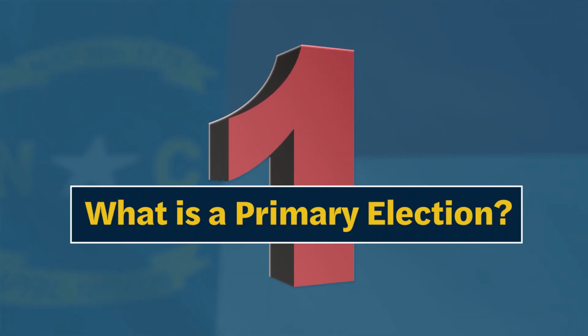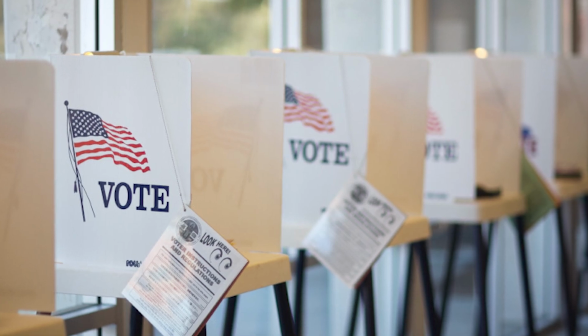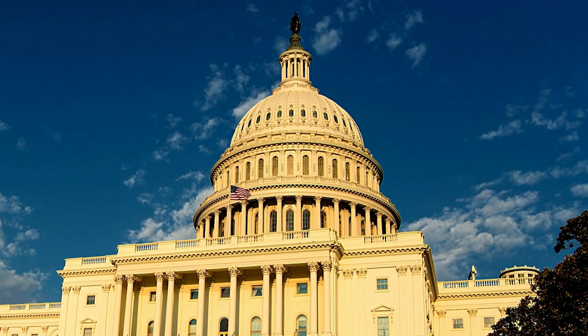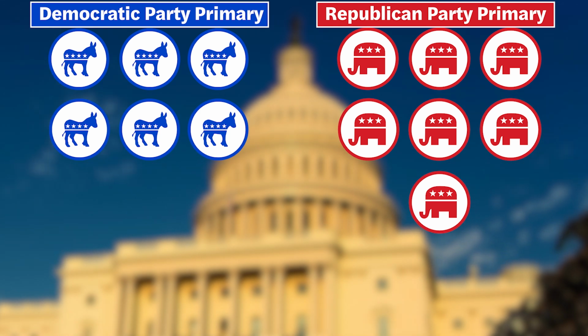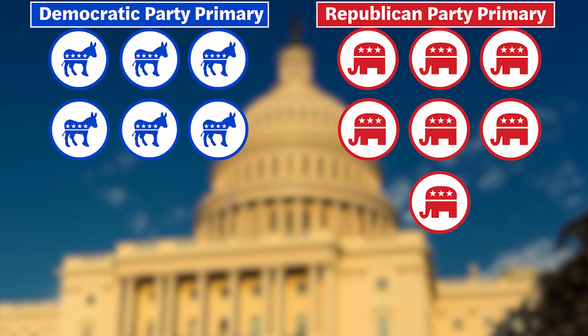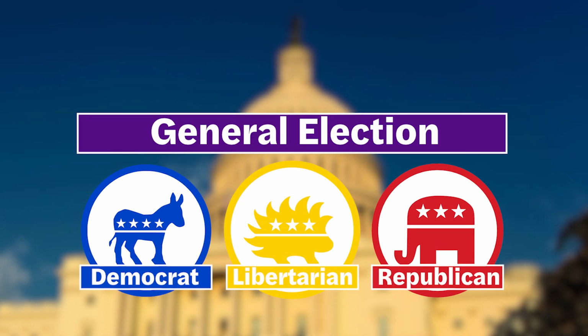So what is a primary election? Sometimes more than one candidate from a political party runs for the same office. For instance, there are multiple Democrats and multiple Republicans running for the same seat in the U.S. Senate. In cases like that, the primary election is the way voters choose which Democrat and which Republican will face off in the general election. The primary election is happening right now, and the general election will happen in the fall.